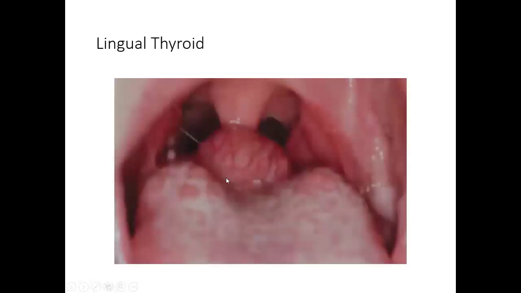This is a picture of the oropharynx. You can recognize the tongue, and behind the tongue there's a smooth swelling. This is a lingual thyroid. You can see the epiglottis in that area, and the tonsil on the left side, tonsil on the right side.